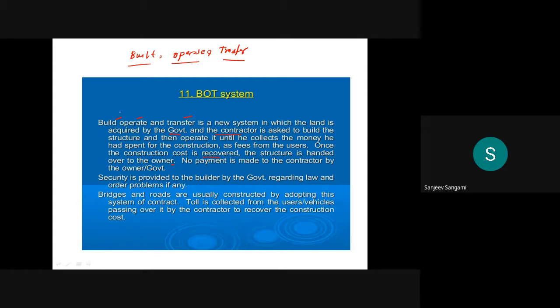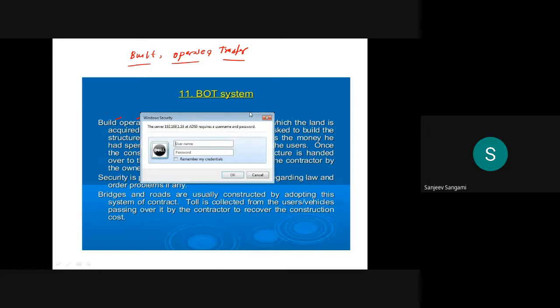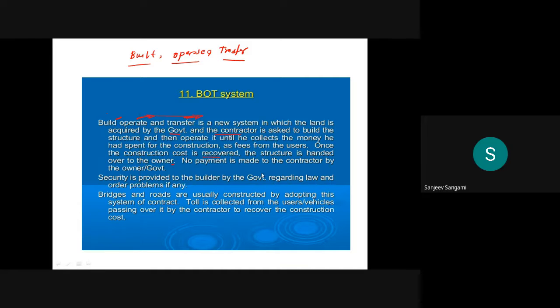So as per the agreement, you have to build it and you have to operate it till you recover your construction cost. Then it has to be transferred to the client. This is of course a very good move, where some owners or clients will not be having money at that point of time. If the government is having the money, then it can build and operate, and the government will get benefited.